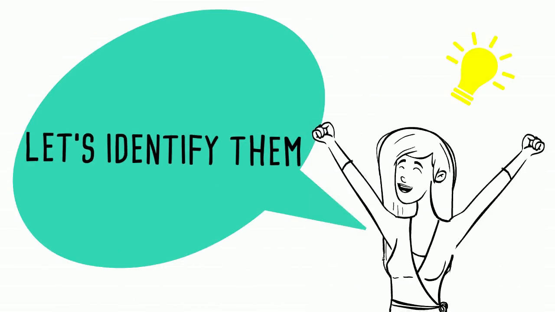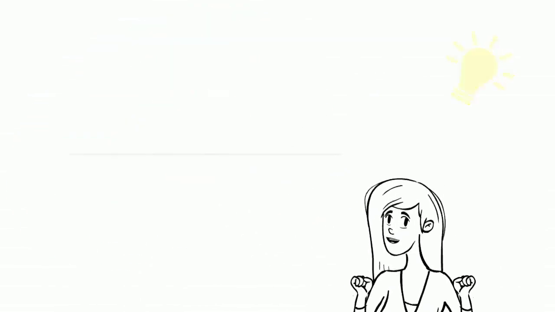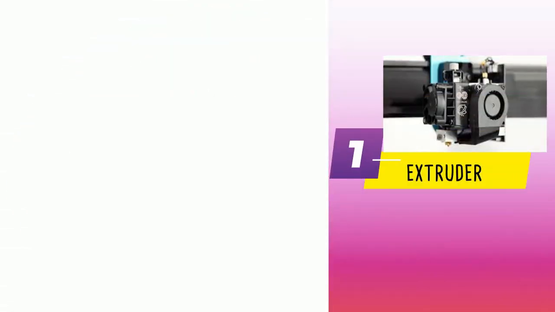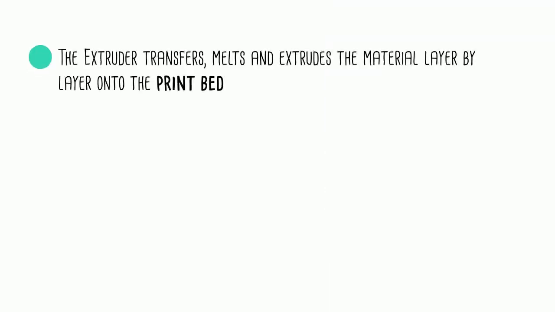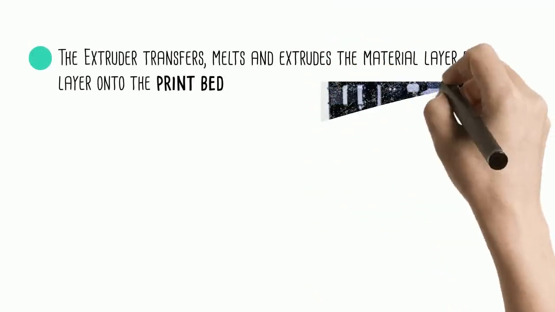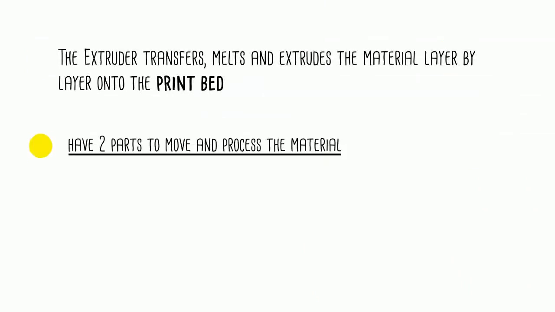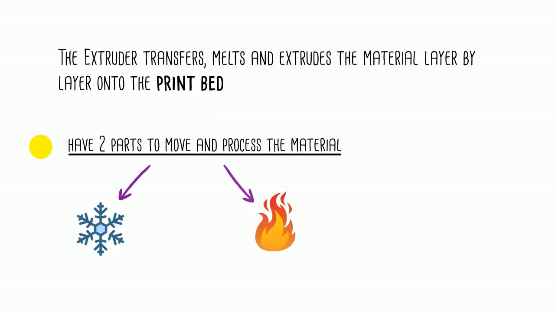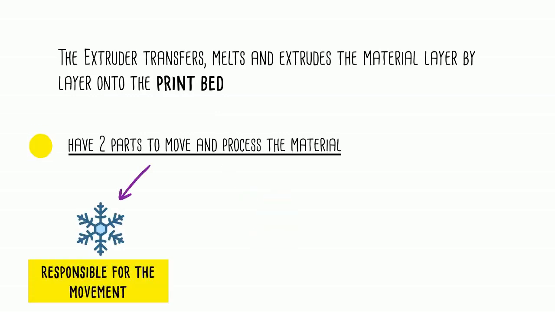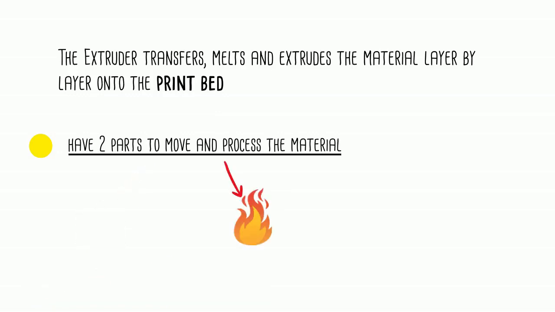Let's identify them. Extruder. The extruder transfers, melts, and extrudes the material layer by layer onto the print bed. Usually, it has two parts to move and process the material, namely the cold end and the hot end. While the motor in the cold end is responsible for the movement of the extruder, the hot end provides the necessary conditions for the material to be extruded on the print bed.